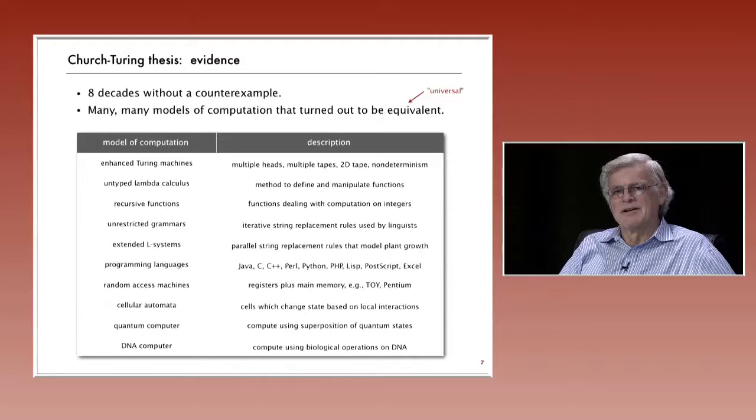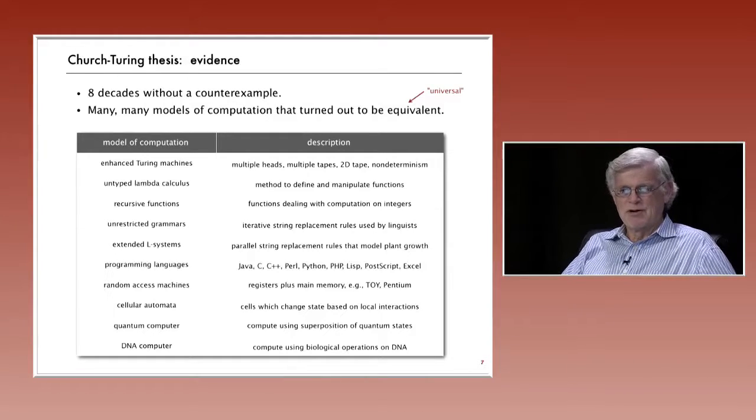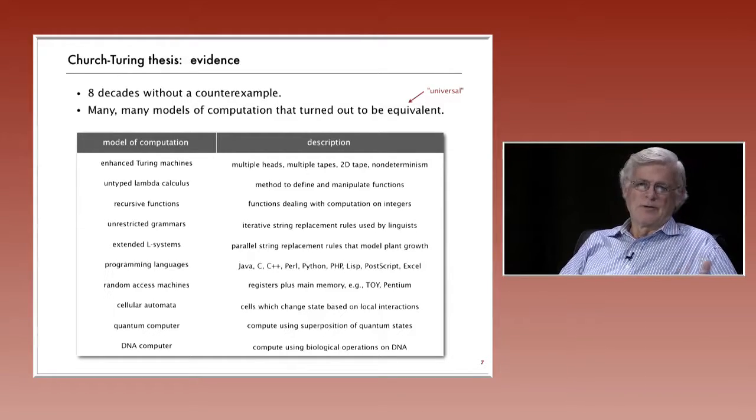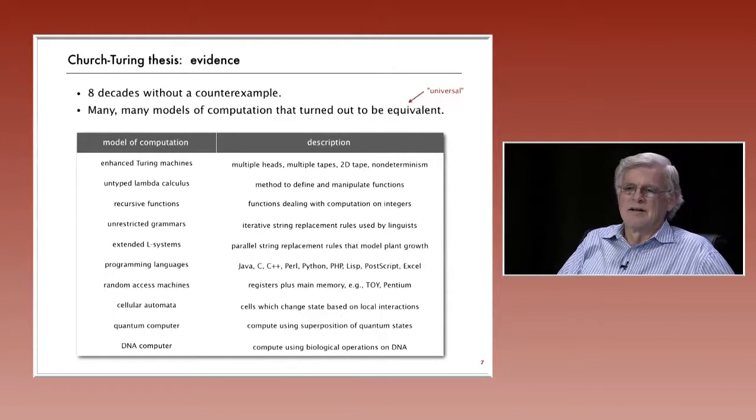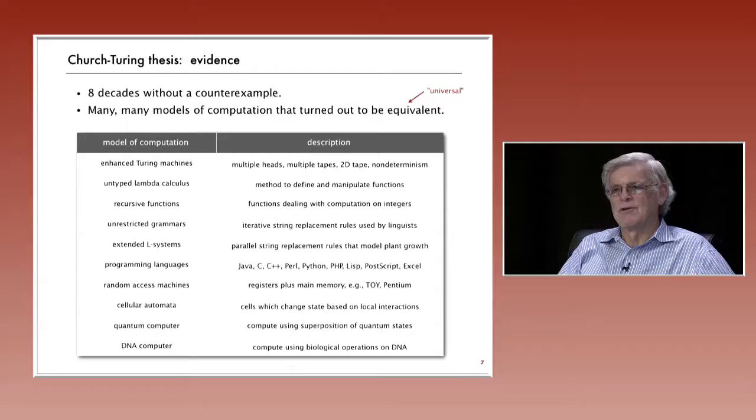And that comes through to the modern day with all programming languages. You can write a simulator or a compiler for one programming language in another, or different random access machines, simple machines like cellular automata, and even computing using biological operations on DNA, or quantum computers that you may have heard about. All of these things have turned out to be equivalent, so there's a lot of confidence that the Church-Turing thesis holds.